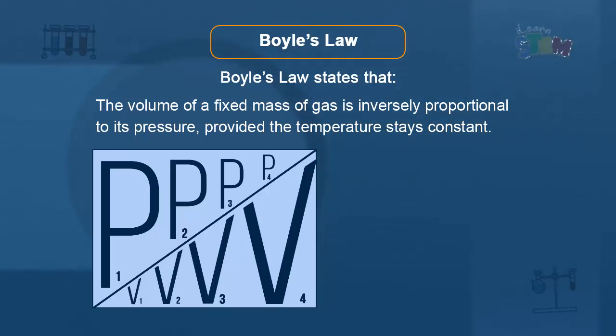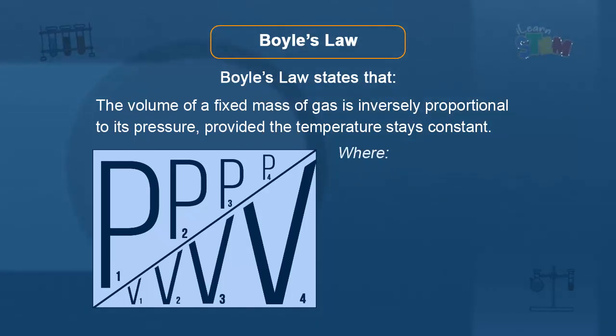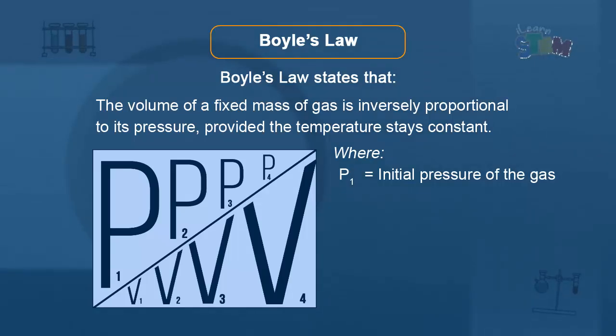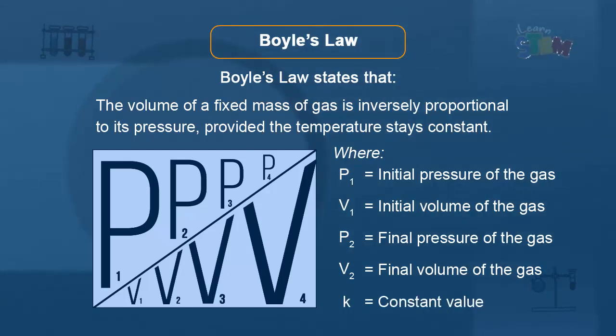This relationship can be written mathematically as P times V equals K, constant. For 2 different conditions, the formula becomes P1 times V1 equals P2 times V2, where P1 is the initial pressure of the gas, V1 is the initial volume of the gas, P2 is the final pressure after the change, V2 is the final volume after the change, and K is the constant value. Let's break this down step by step.